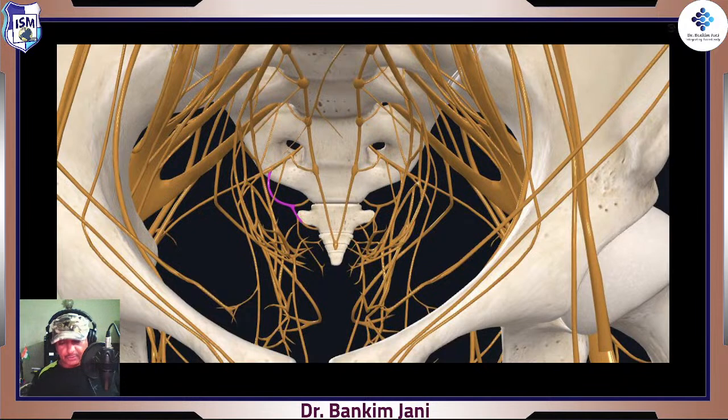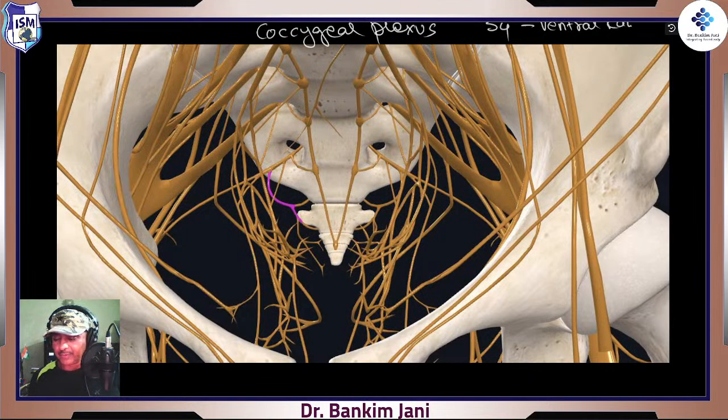This is coccygeal plexus. And just one small explanation will explain everything. We said that coccygeal plexus, how is it formed? It is formed by S4. In S4, how? Ventral rami. Is it full ventral rami? No. Is it full ventral ramus? No. The descending branch. Right? That makes complete sense.